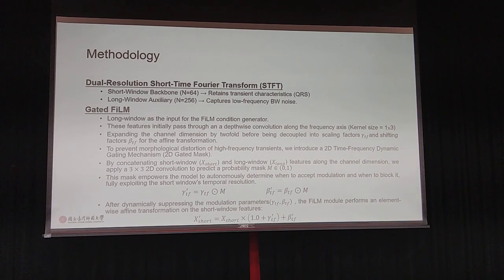To prevent this, we introduce the 2D gating mask. We compare the short window and the long window and use a 3+3 convolution to predict a probability mask ranging from 0 to 1. Showing the equation, the mask is multiplied with gamma and beta. When the network detects a high frequency transient feature like a QRS peak, the mask value approaches 0, effectively blocking the modulation. Conversely, in regions with low frequency baseline wander, the mask opens up to allow the modulation.